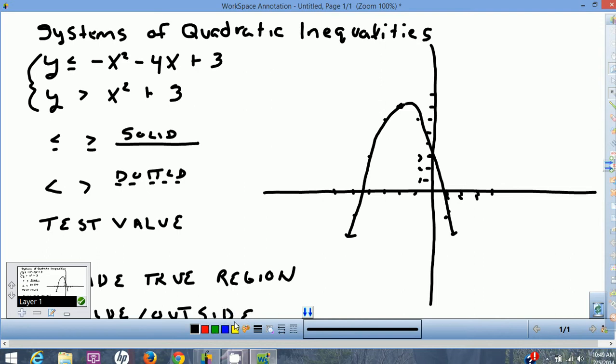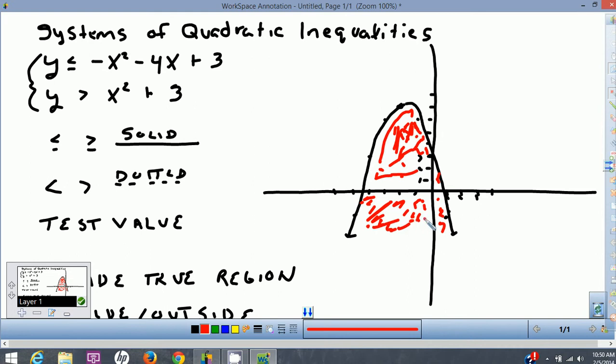So let's see if I can change the color of my ink here. Can turn my ink red. So if I shade the inside of this quadratic, look what I get. I get this part right in here. All of this. There we go. I'm not pushing hard enough. So I'm going to shade all of this stuff inside of my quadratic. All right, doesn't make a great picture here, shading with my pens, but you get the picture. We're shading everything inside of my parabola. So I know that part is part of my solution region.